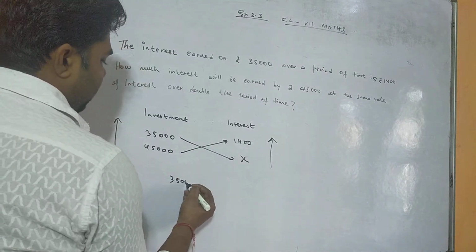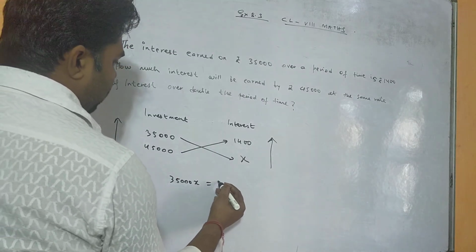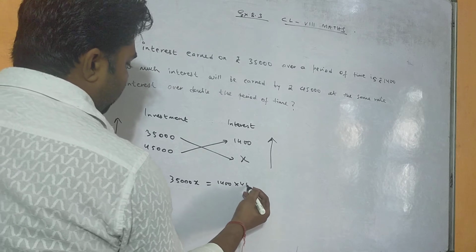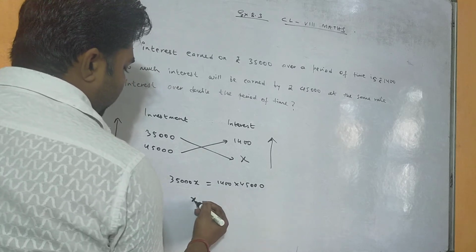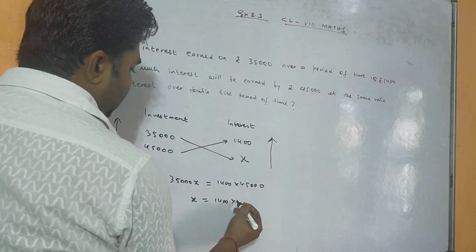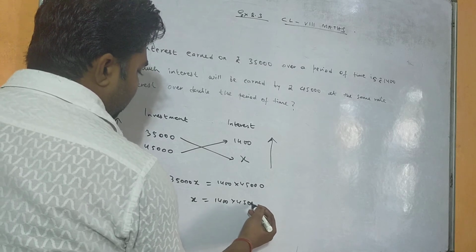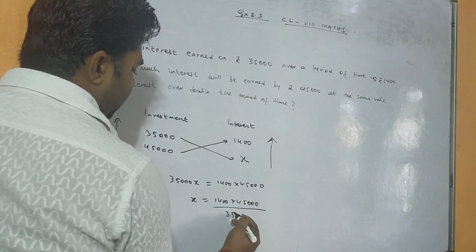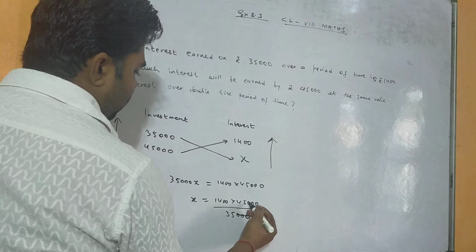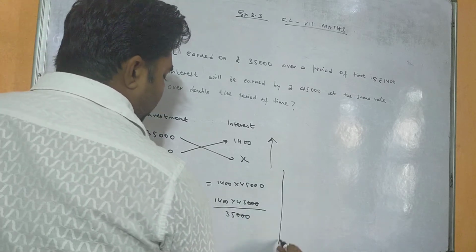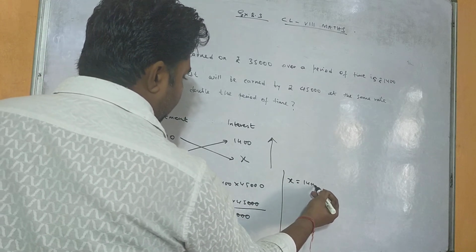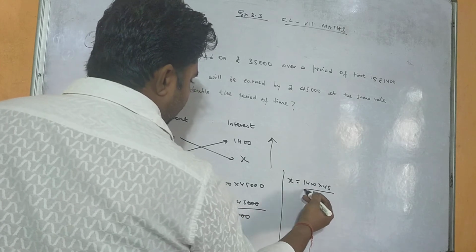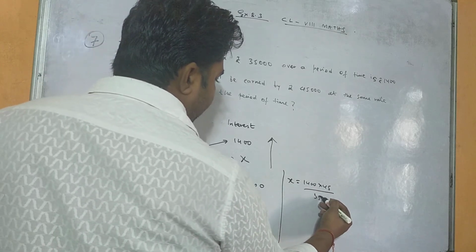That is 35,000 into x equals 1400 into 45,000. So x equals 1400 into 45,000 divided by 35,000. So the 3 zeros got cancelled. So what we'll get here, x equals 1400 into 45 divided by 35.